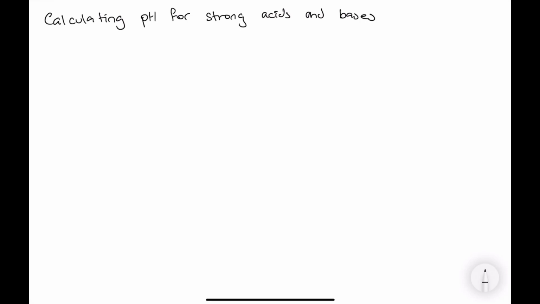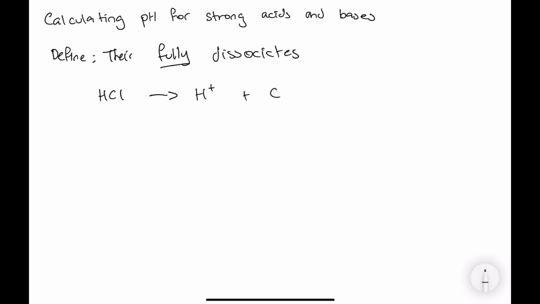Hi everyone, so today I'll be talking about how to calculate pH for strong acids and strong bases. Before I get right into the formula, I'll define what a strong acid or base is. It just means their ions fully dissociate. For example, if I have HCl in an aqueous solution, it'll permanently dissociate to H+ and Cl-. Likewise, if I have NaOH, it'll fully dissociate to Na+ and OH-.